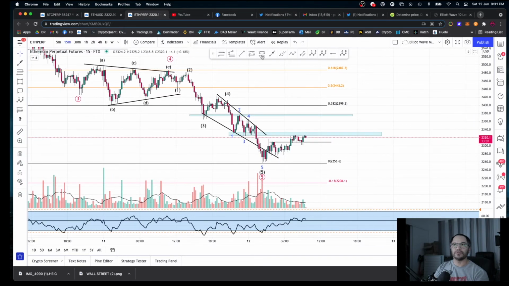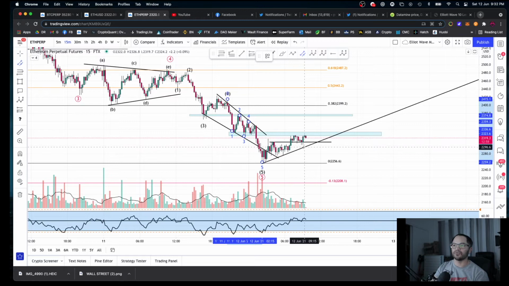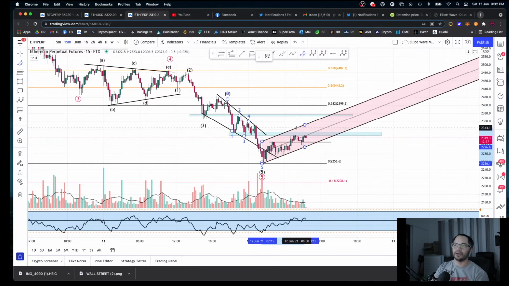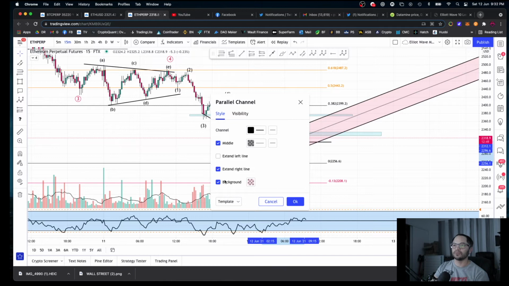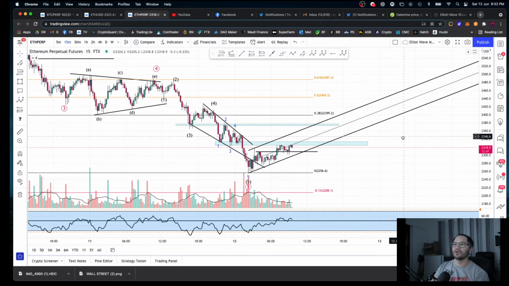So if I just grab the parallel channel tool here, and say this is 1, 2, I'm going to take the beginning of wave 1 to the extreme of wave 2, like that, and then drag it over to the extreme of wave 1. It's going to change the color of that. Actually, I might just get rid of it altogether.